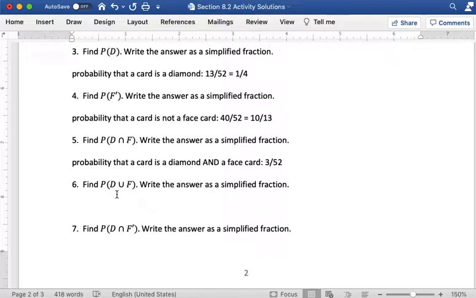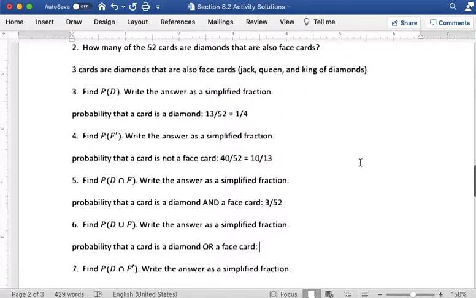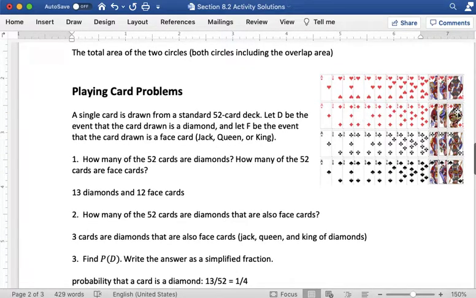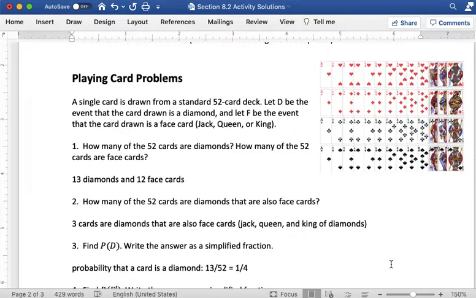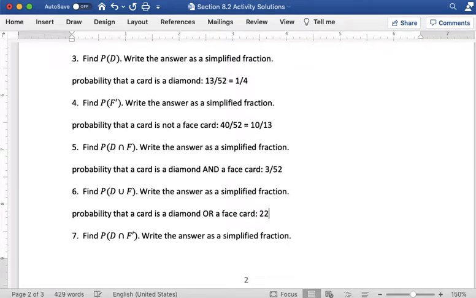Question 6 is to find the probability of D union with F. So this would be the probability that a card is a diamond or a face card. Let's look at our picture here. We have the 13 cards that are diamonds, plus we have 9 other face cards, the 3 face cards from each of the other suits. So 13 diamonds plus 9 other face cards. Or we could start with the 12 face cards and then add the rest of the diamonds: 12 face cards plus 10 other diamonds. Either way, we would get 22 total cards. So 22 out of 52, and both of those numbers can be divided by 2, so that's 11/26.